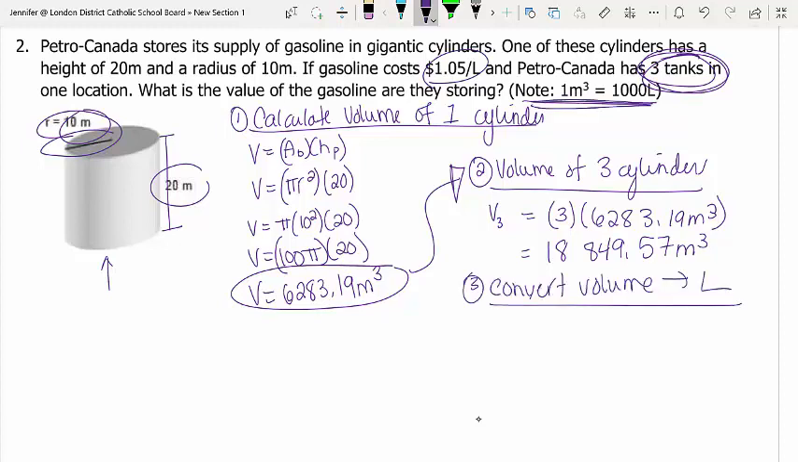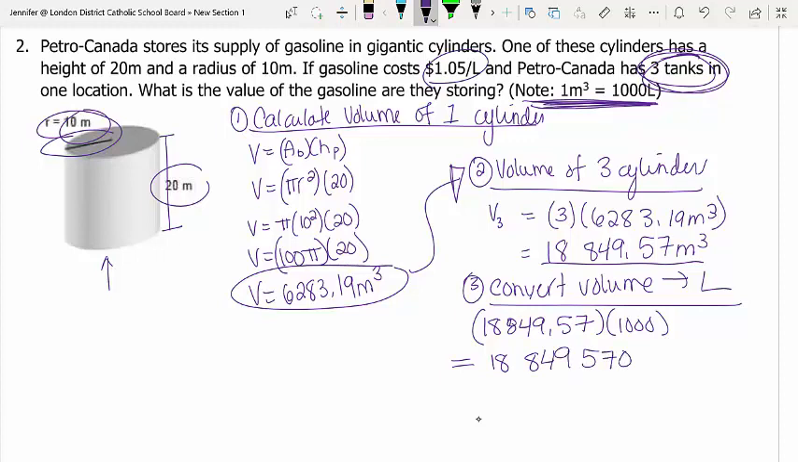So let's convert that into liters. So 1 meter cubed is 1,000 liters. So that means if we multiply 18,849.57 times 1,000, we'll get the number of liters. So the number of liters is 18,849,570 liters.